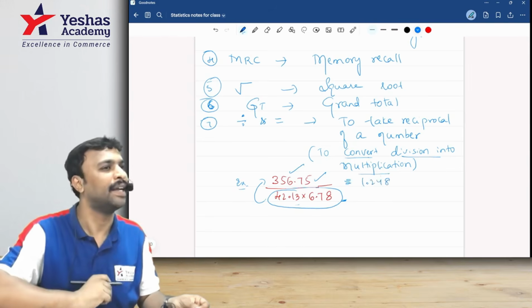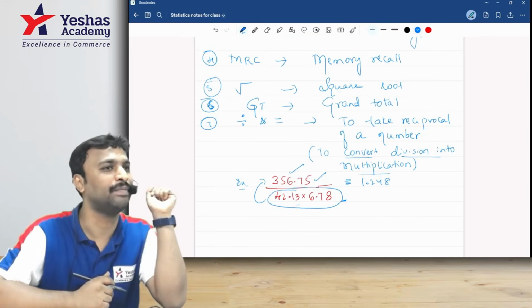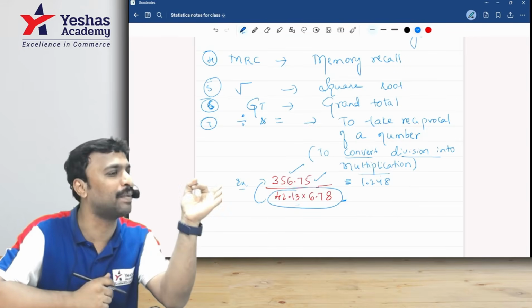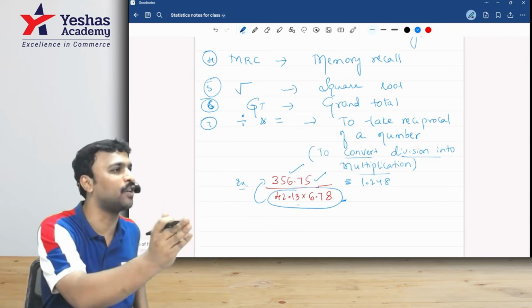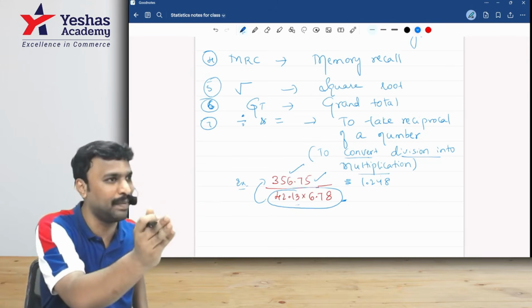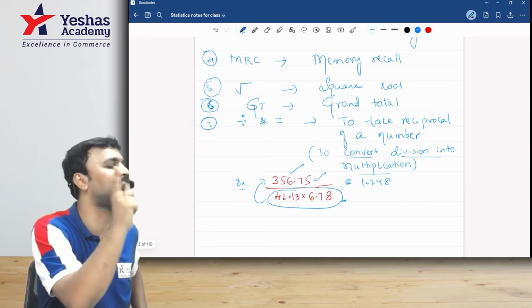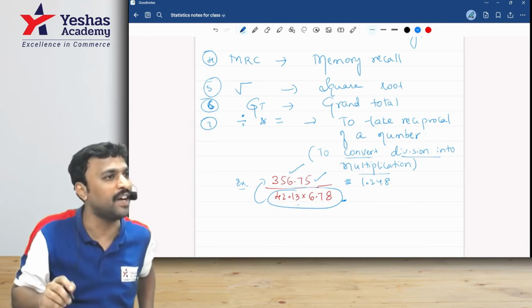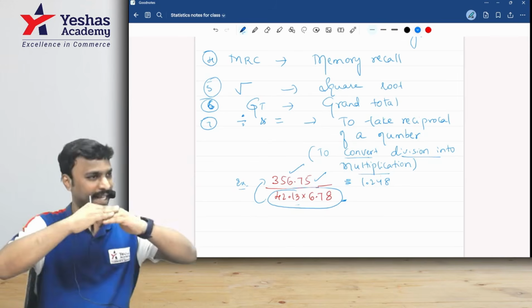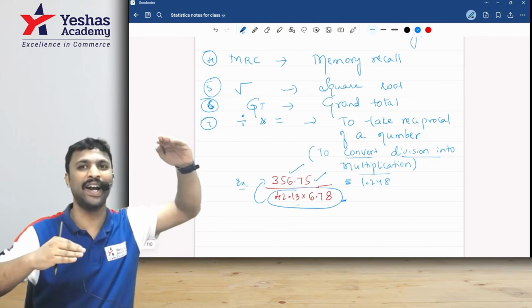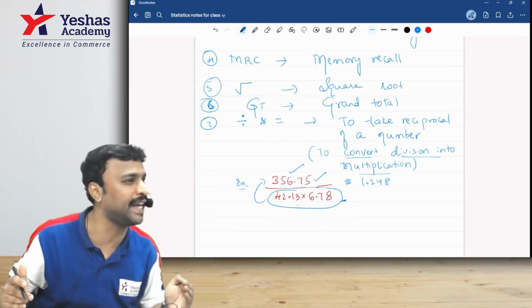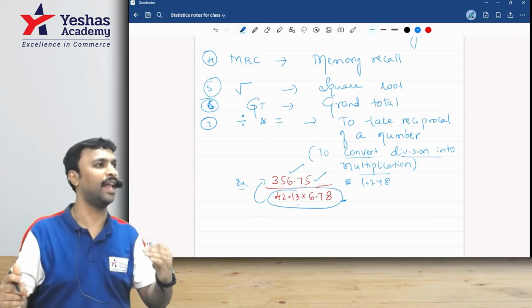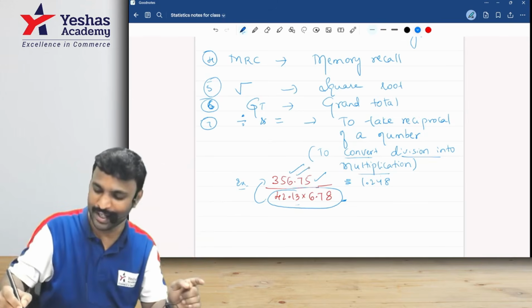248. Same. Did we write anything on the paper now? Did we write anything on the paper? See, whenever you want to convert division into multiplication, you can always use the divide equal button. Solve what first? Denominator. Take it up. Rather than dividing it, take it up. How do you take it up? Divide equal. And then multiply with what? The numerator.